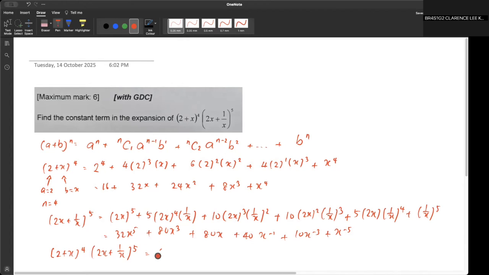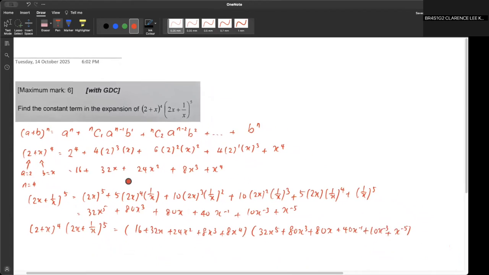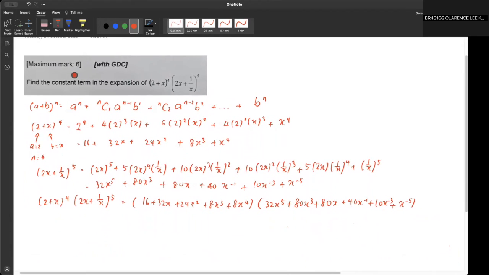So that means we have the result from the first expansion multiplied with the result of the second expansion. Multiplying these two brackets will be very troublesome. So because of that, we just multiply according to what the question wants. They want the constant term, which is x to the power of 0. Constant term.